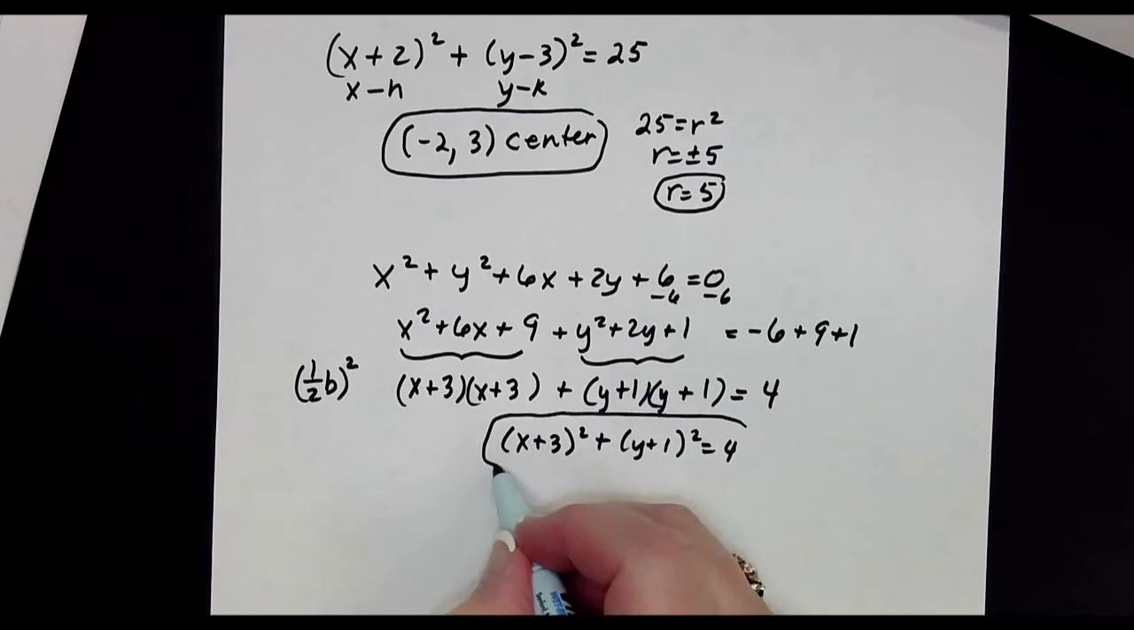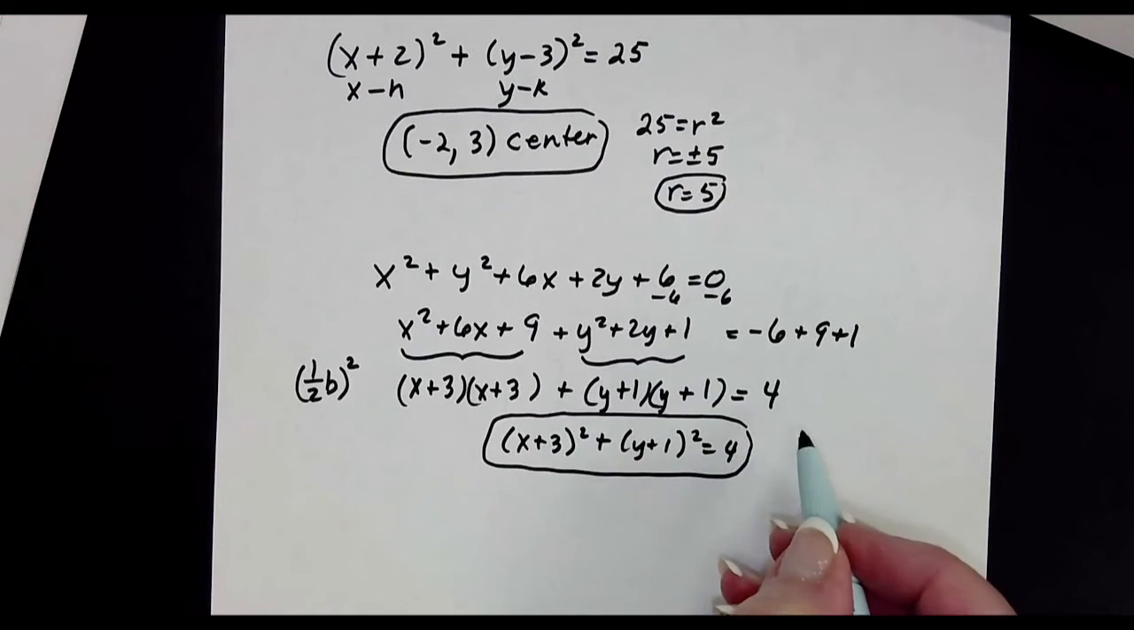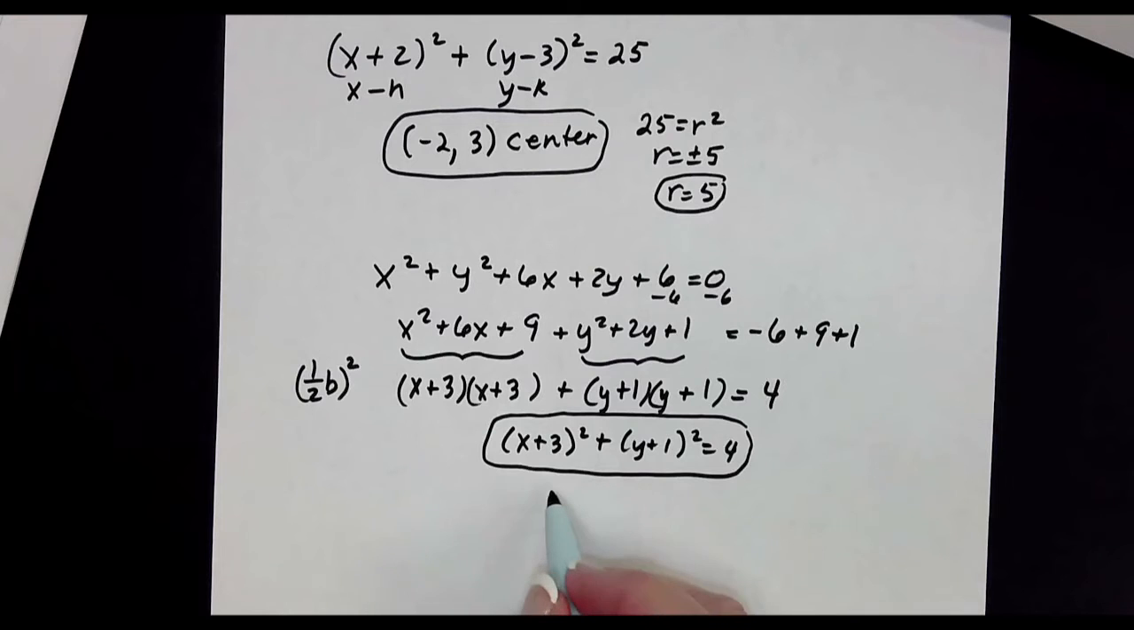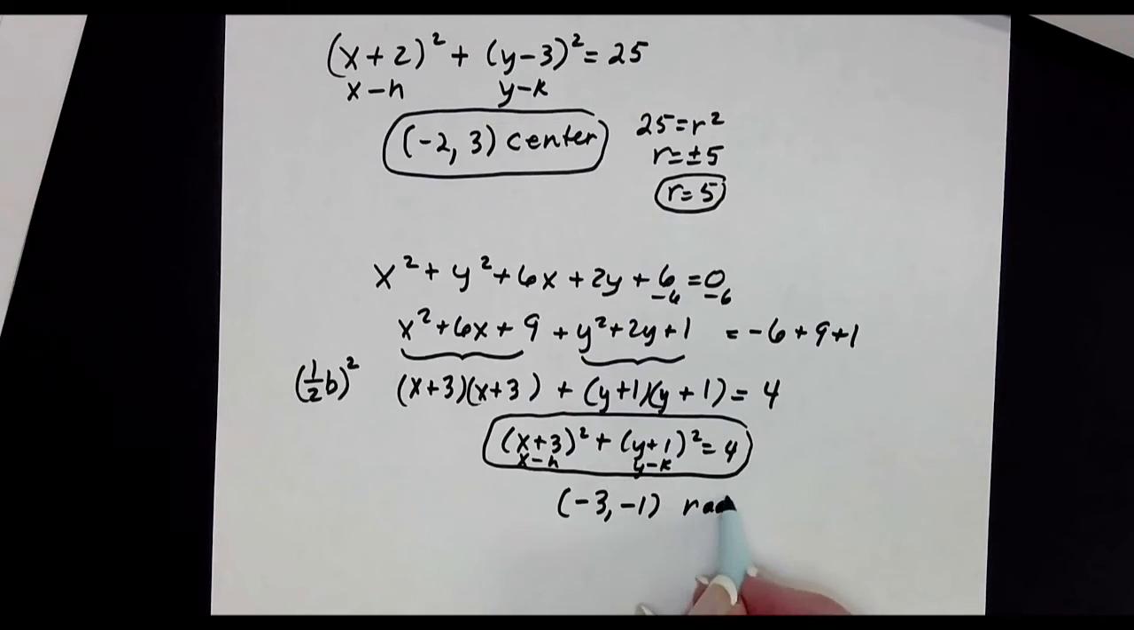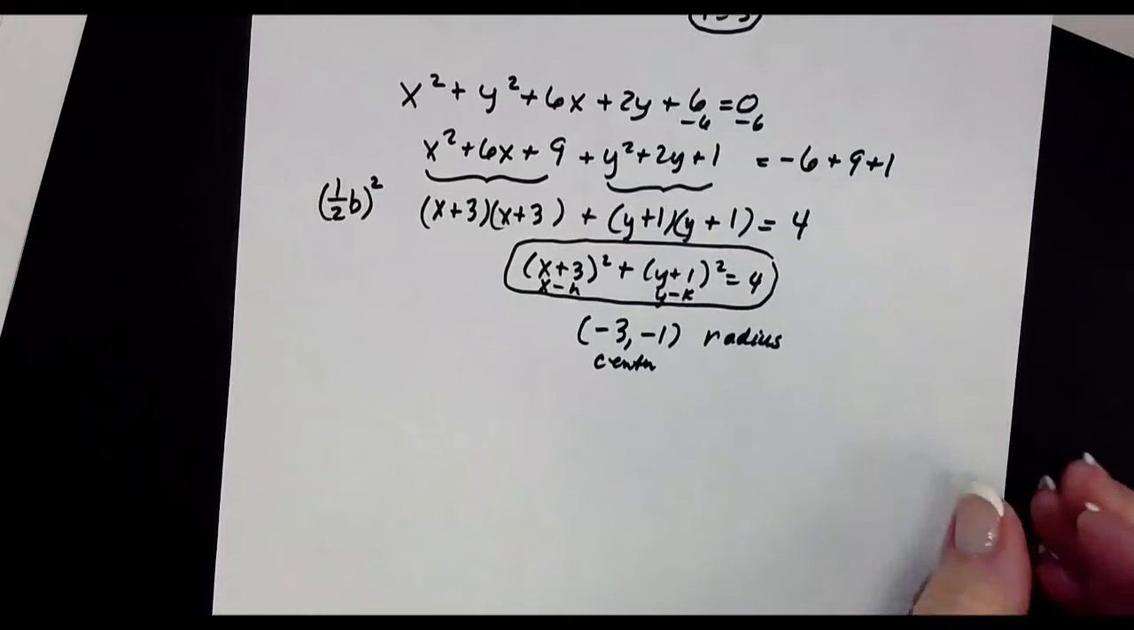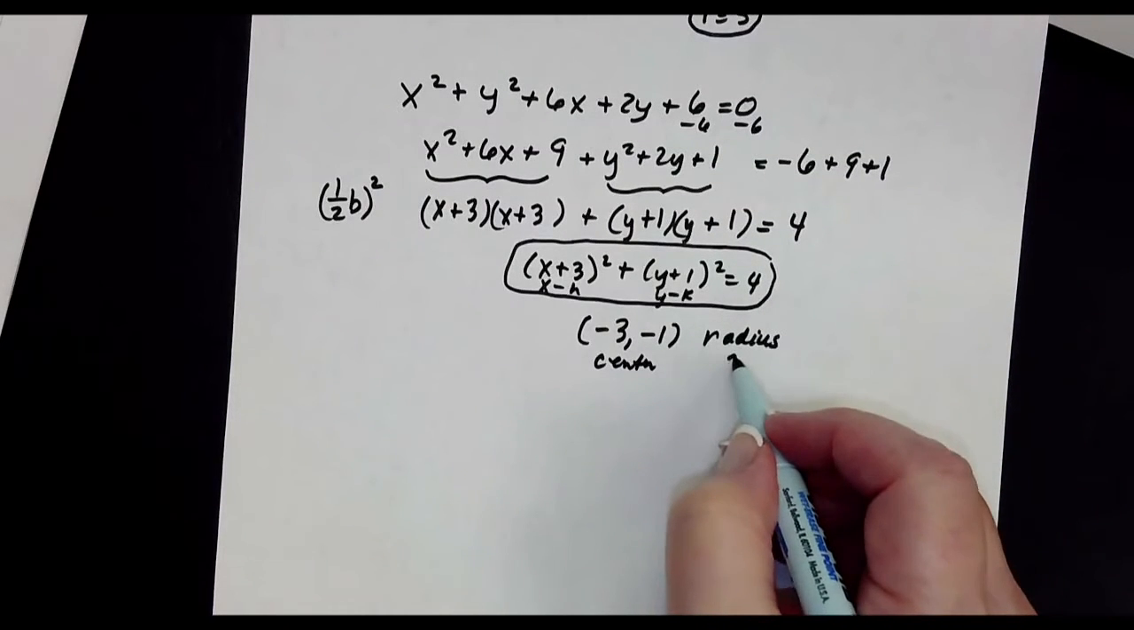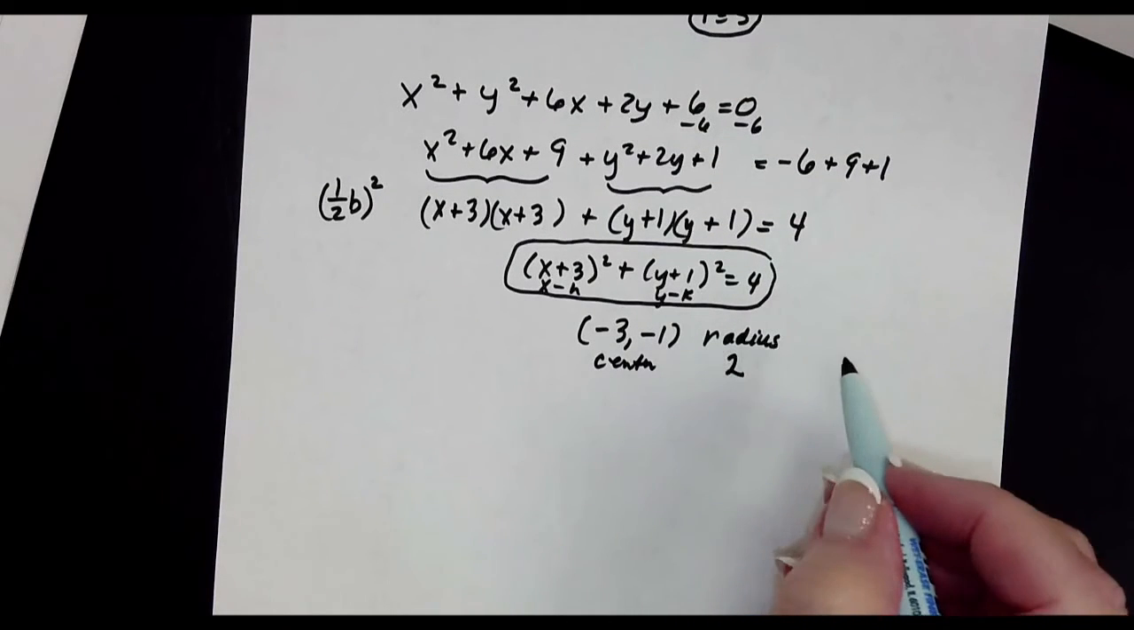So this would be my standard form of a circle. Now, again, what is my center? X minus h, y minus k. So my center is going to be negative 3, negative 1. And my radius is going to be 2. So you could graph it after that.